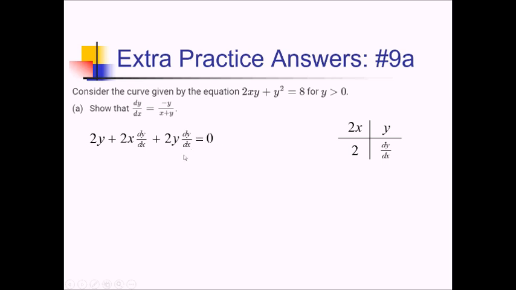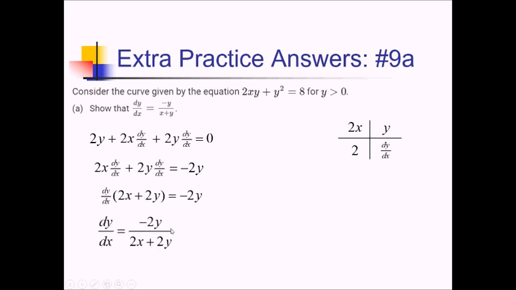Now we have to get the stuff with dy over dx on one side and everything else on the other. So this 2x dy over dx can stay on the left, as can the 2y dy over dx. This 2y over here, though, we have to subtract to the other side. And the reason we did that is because we can now factor out a dy over dx on the left side, leaving us with 2x plus 2y inside the parentheses. And now if I divide everything by this parentheses, I've got dy over dx isolated, which is great, but it does not quite match what they have up here in the problem. So to get that, we just have to reduce everything by 2, which will give us negative y over x plus y.